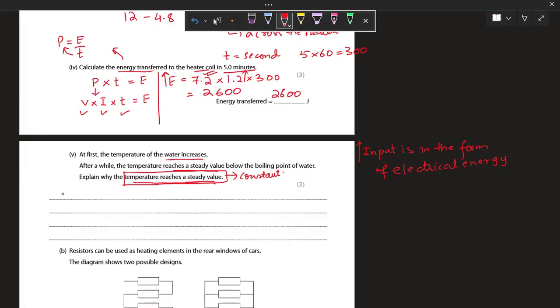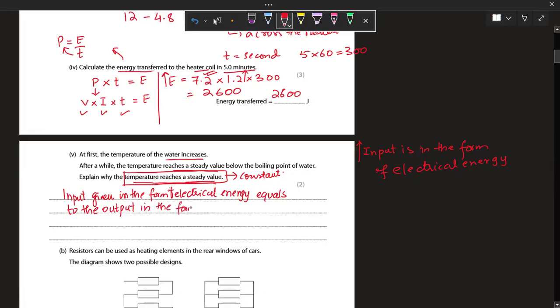Input given in the form of electrical energy equals the output in the form of thermal energy. And from where is thermal energy coming out? From the heater coil, okay? In the form of thermal energy.